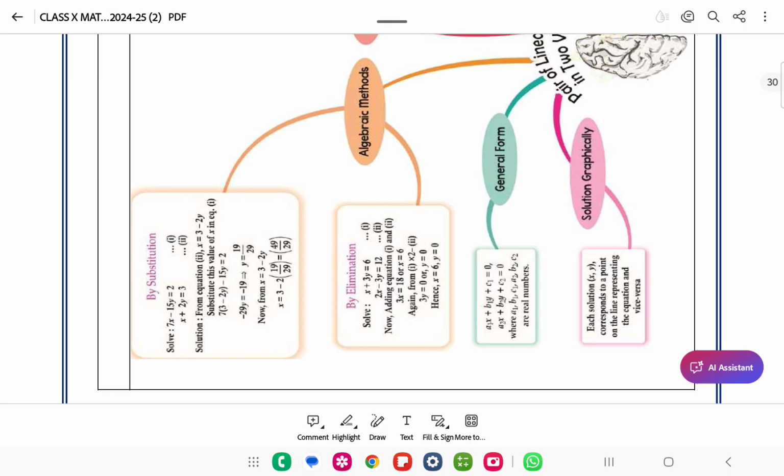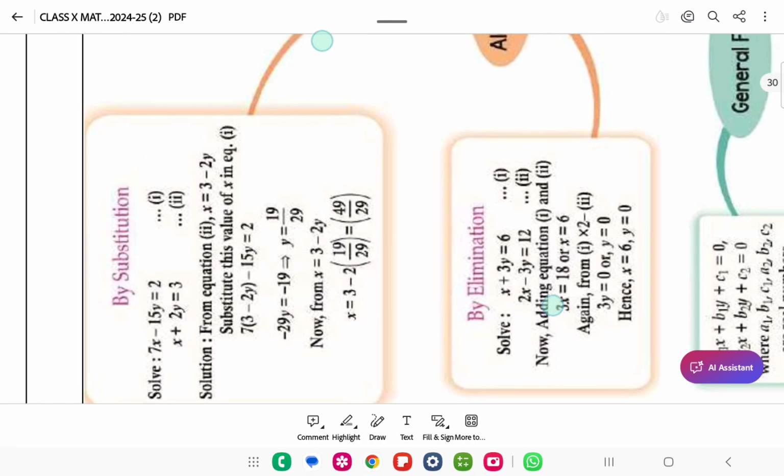Two algebraic methods will come. I told you that at the end we can discuss. Here algebraic means one is the substitution method and one is the elimination method. Substitution method: solve 7x minus 15y equals 2, that is the first equation, and x plus 2y equals 3. Here you judge which one has the lesser values or numbers, and go with that one. Here x plus 2y equals 3 has the lesser numbers.